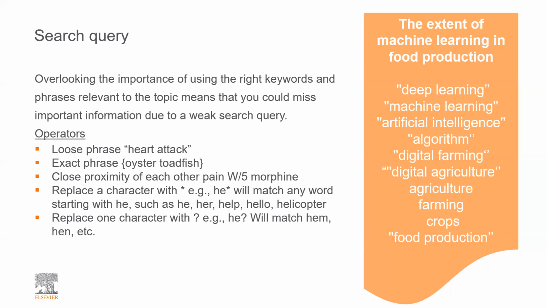And then the ones that are quite well known, the asterisk will replace a character. So if you don't know what the suffix of the word is, so you're looking for a helicopter, but you are not sure how it's spelled, or it could have different variations, you just type in HE with the asterisk, and the search engine will pick up all the words that start with HE. So that's not a good example because there'll be many. But in principle, that's how it's used. And then you can also replace one character with a question mark, right?